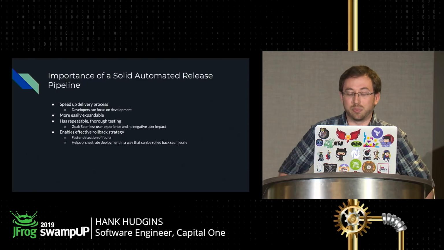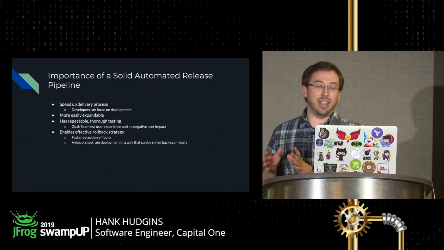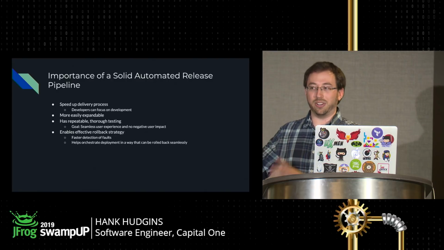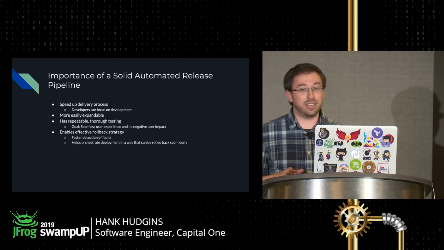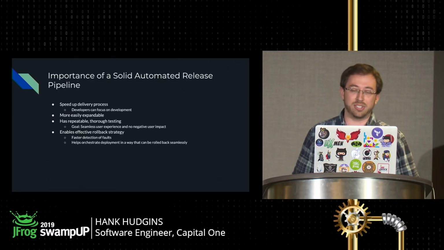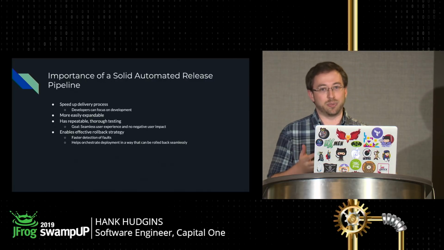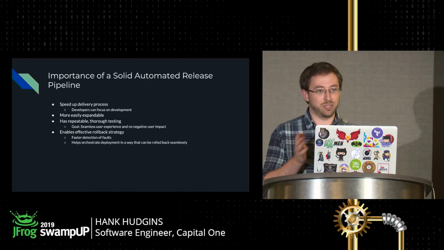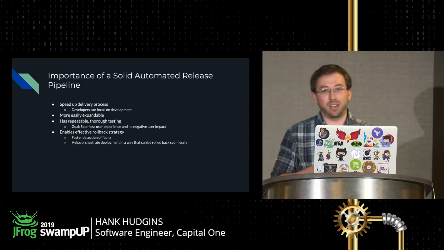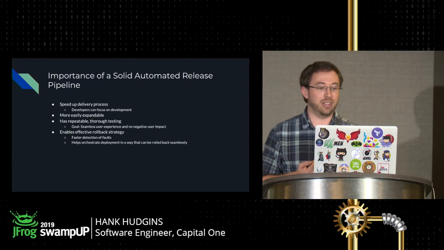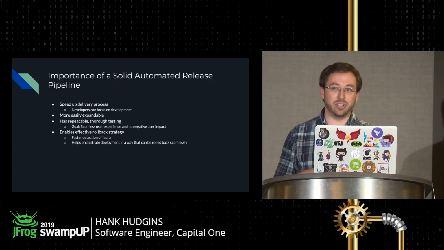Second is that it's more easily expandable. Let's say you have a pipeline and you're releasing an Artifactory cluster into one region, and you want to expand to a second region. It's a lot easier to do that if you have a solid automated release pipeline. You probably just have to add some more configurations to release to that new region. You already have the testing in place. You already have all the other stages in there, so it just goes through smoothly and you don't really have to focus on building all that out again.